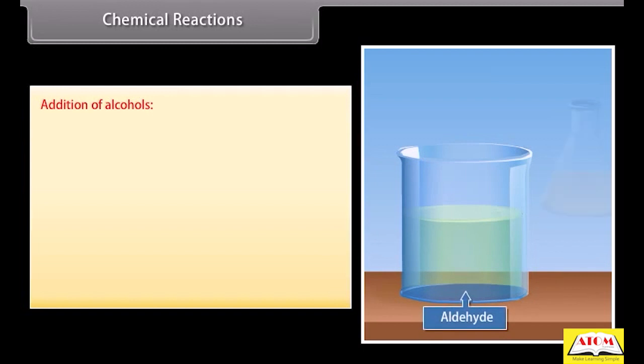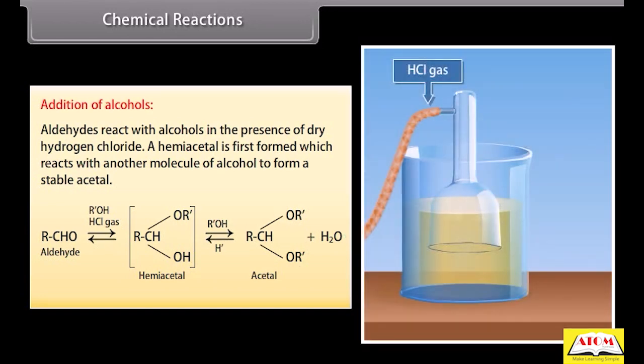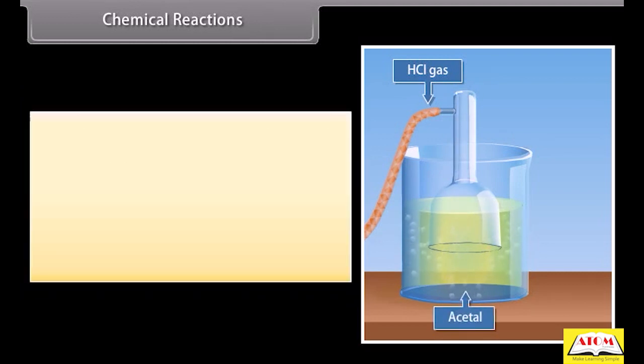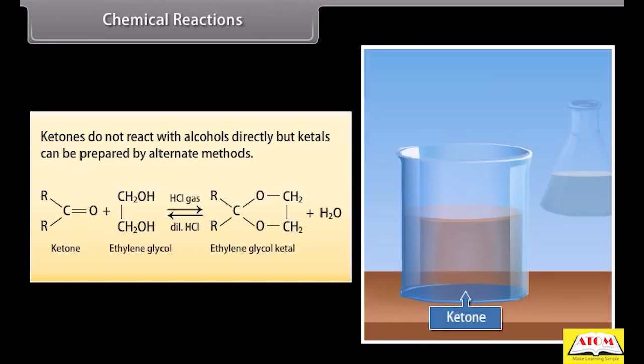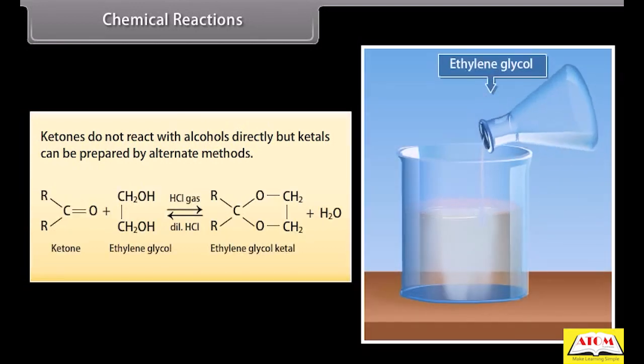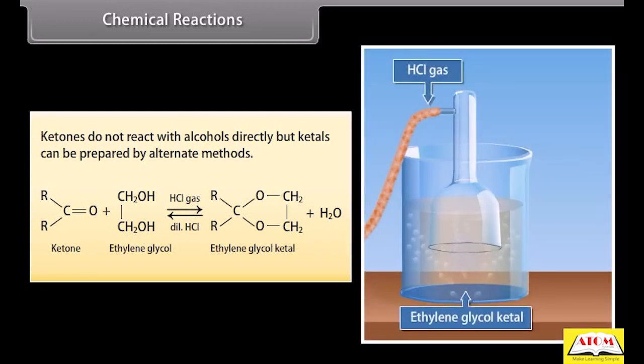Chemical reactions. Addition of alcohols. Aldehydes react with alcohols in the presence of dry hydrogen chloride. A hemiacetal is first formed, which reacts with another molecule of alcohol to form a stable acetal. Ketones do not react with alcohols directly, but ketals can be prepared by alternate methods. Ketone reacts with ethylene glycol in the presence of hydrochloric gas and form ethylene glycol ketal along with water.